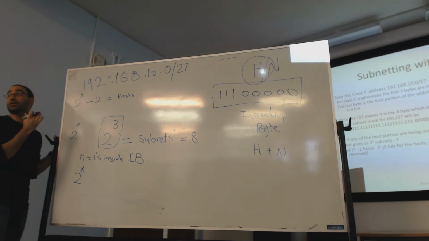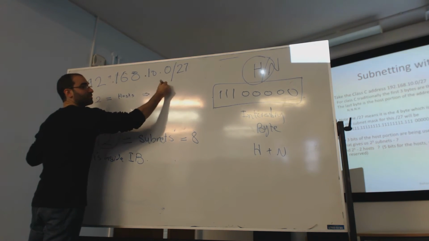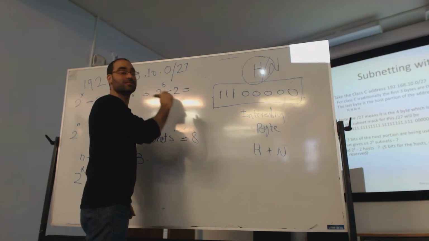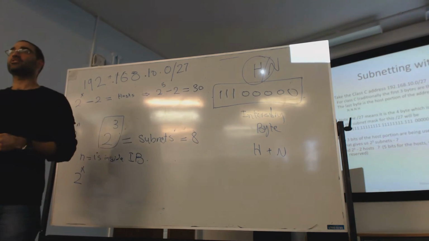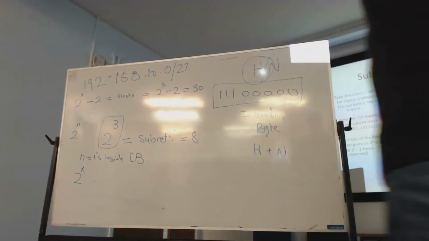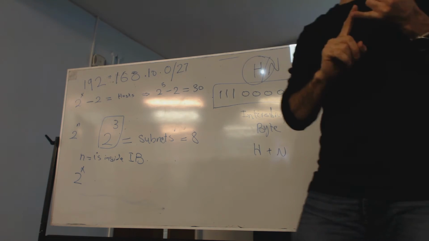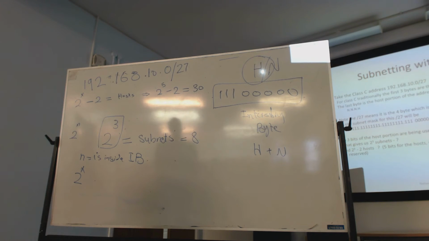So, give me the formula. That's 2 to the power of 5 minus 2. So you have 30 users in each subnet. How many subnets? I have 8 subnets. Each subnet carries how many? 30 users. 2 reserved, 1 as an address for the subnet, the second as a broadcast for that subnet. Okay, so now we define those 2.